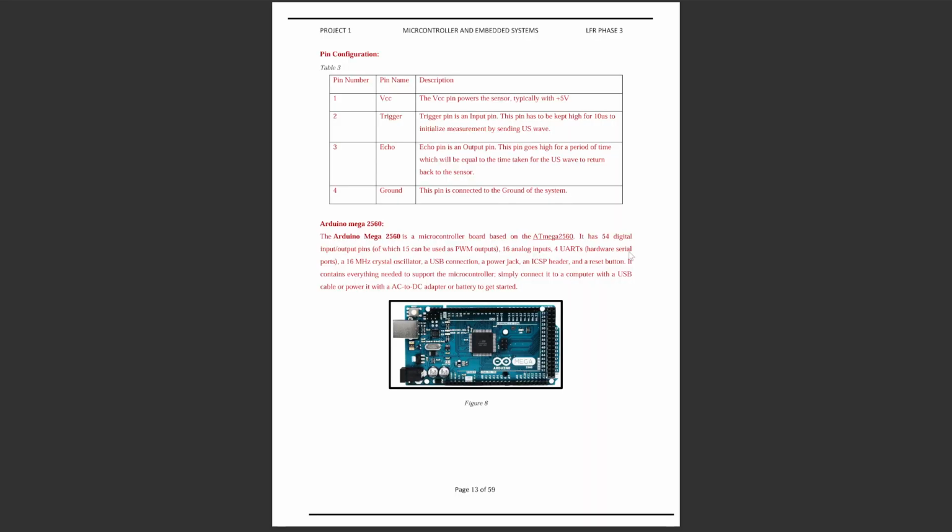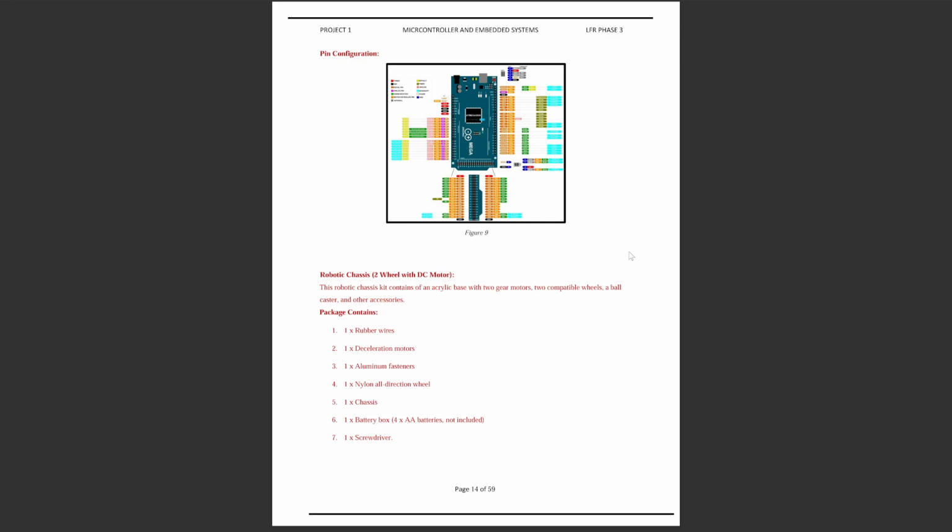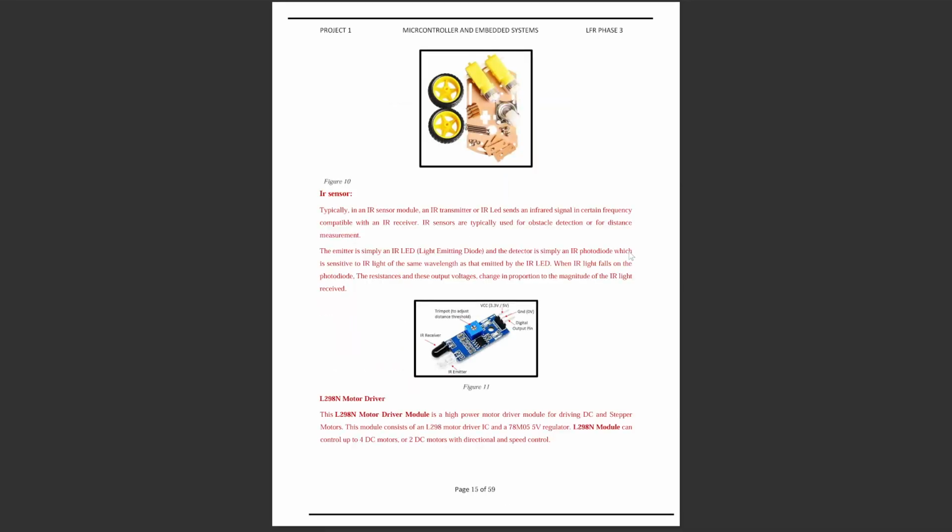The pin configuration for this is given. The Arduino and its details and the pins it has are given here. The pin configuration is given. The robot chassis details are given here. The IR sensor and the working of a single IR sensor is described here in a really easy manner.